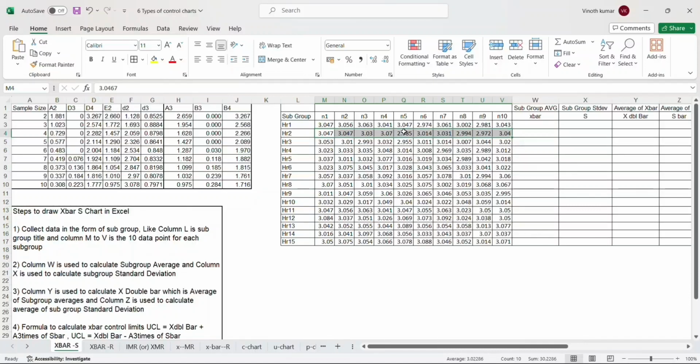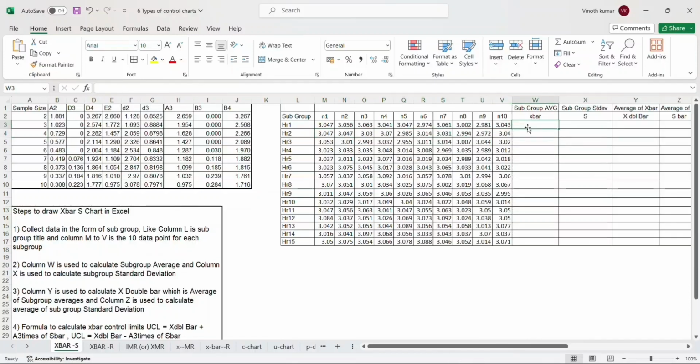So those who have seen my previous video on X bar R chart, pretty much we are going to use the same method of plotting the chart. The only difference is the control chart constants are going to be different this time, and instead of a range of subgroup, we are going to plot standard deviation of subgroup. So let's see how this chart can be plotted.